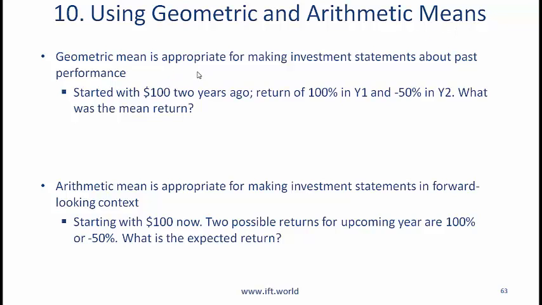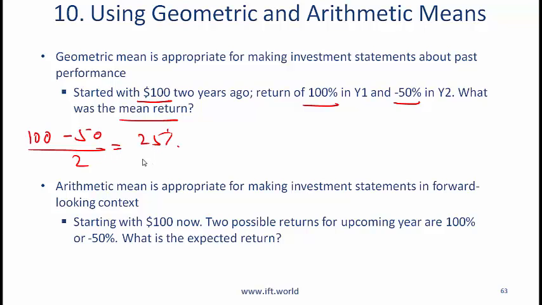A geometric mean is appropriate for making investment statements about past performance. Now let us look at a straightforward example. Say you had $100 2 years ago and you had a return of 100% in year 1 and minus 50% in year 2. What was your mean return? If you simply take the arithmetic mean, then you will have 100 and then minus 50. So that is 50 divided by 2, which is equal to 25%. So the arithmetic mean is 25%.